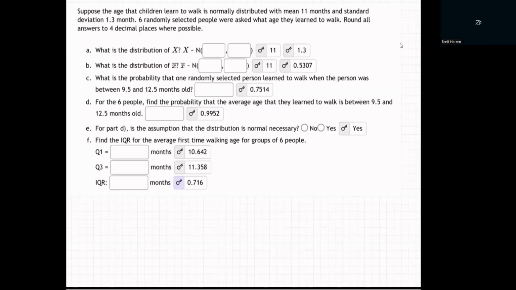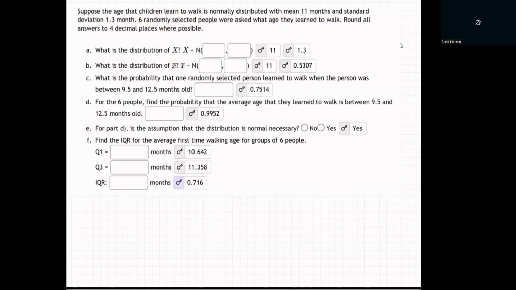Okay, so on this question, they're telling us suppose the age that children learn to walk is normally distributed with mean 11 months, standard deviation 1.3 months. Six randomly selected people were asked what age they learned to walk. Round all answers to 4 decimals. Okay. They say, what's the distribution of X?